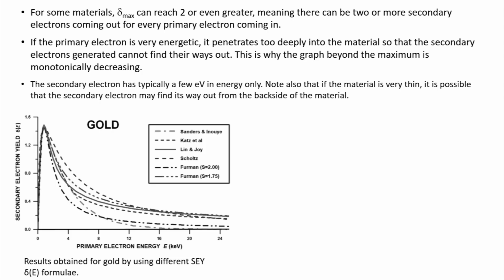secondary electron yield for gold for that primary electron energy range. It starts from 0 up to 24 kilo electron volt, and you see there are different curves, not 1, but a total of 6. Six means different empirical formulas are used; I will show you those formulas.